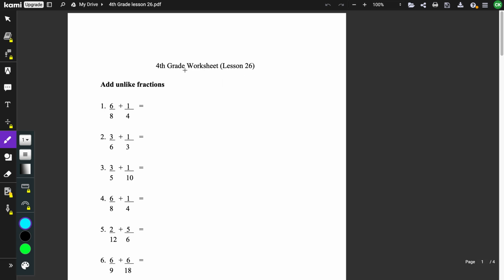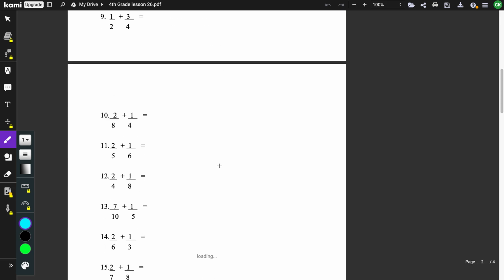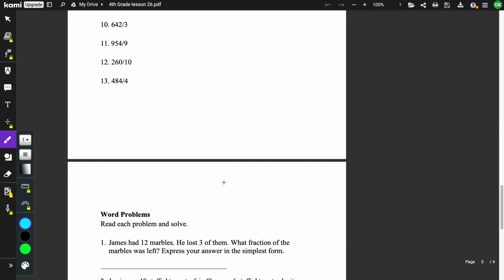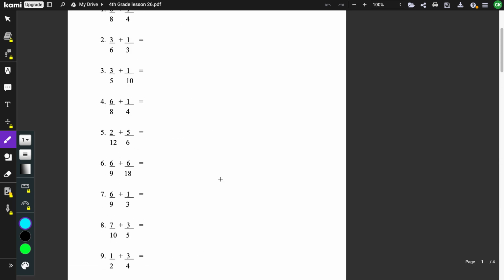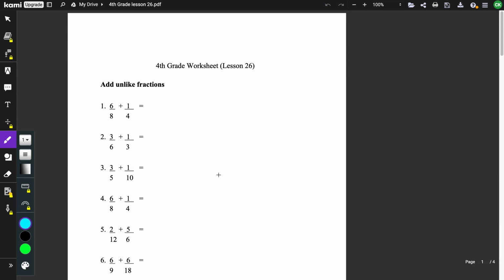Lesson 26, 4th grade worksheet, and we're going to start by doing some adding unlike fractions, and we're also going to do some division and some word problems. So to start off, we're going to do some adding unlike fractions. We're going to have to see if they have the common base or not.